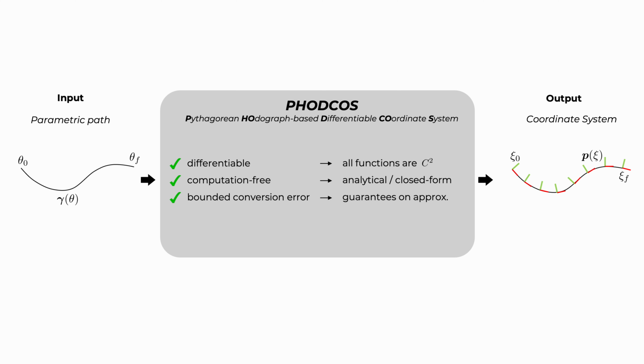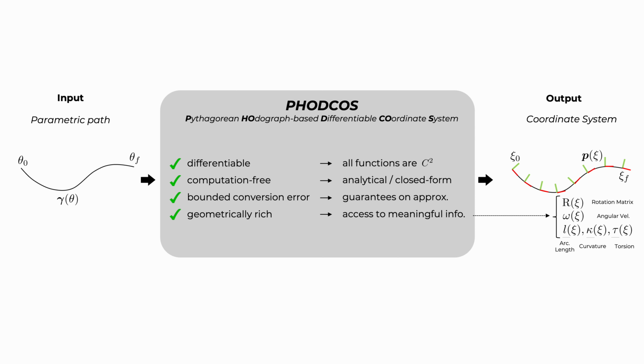Third, the conversion algorithm has a bounded conversion error. This means that we guarantee that the coordinate system will be within a tolerance that the user will provide us, and we provide guarantees on how fast this approximation happens.